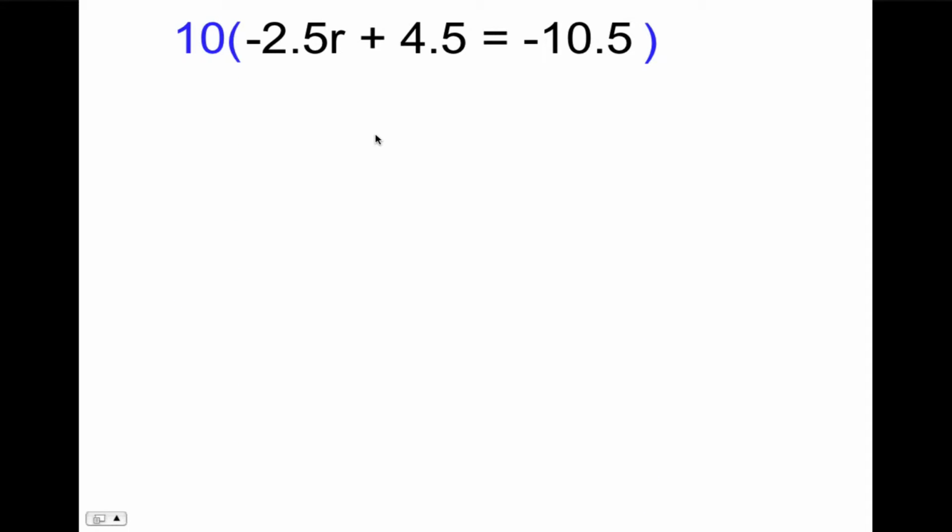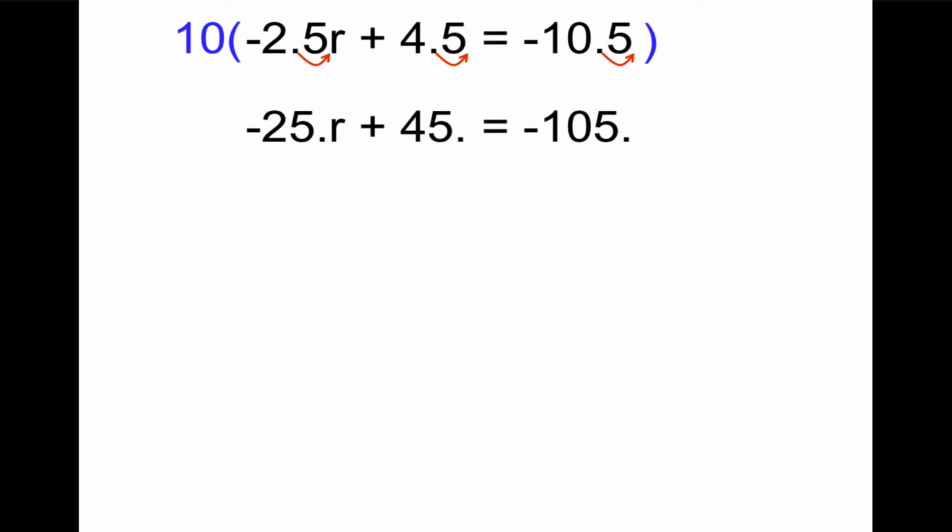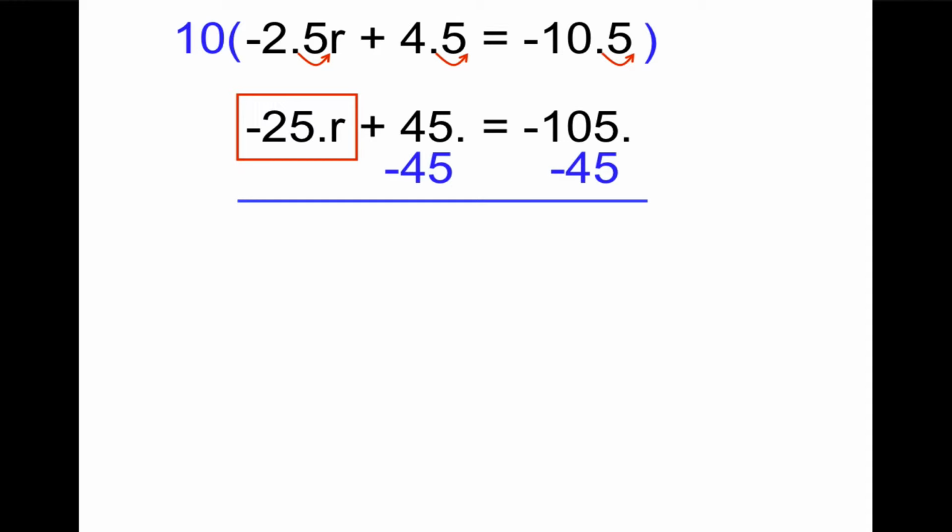By using our distributive property, we're allowed to multiply all the terms by 10, and let's go ahead and move all those decimals one place to the right. That's going to give us the equation negative 25r plus 45 equals negative 105. I probably wouldn't even bother writing the decimal point at the end of each of those numbers at this point, because now they're just integers. And we're going to solve it the way we solve all two-step equations. Step 1, add or subtract.